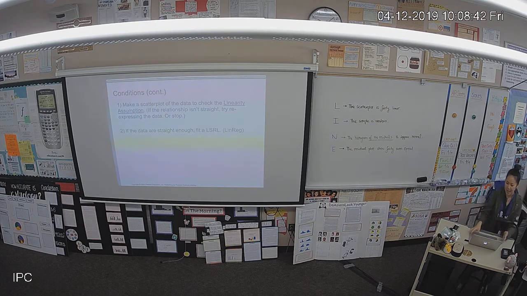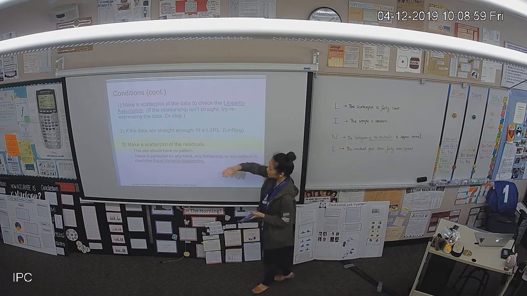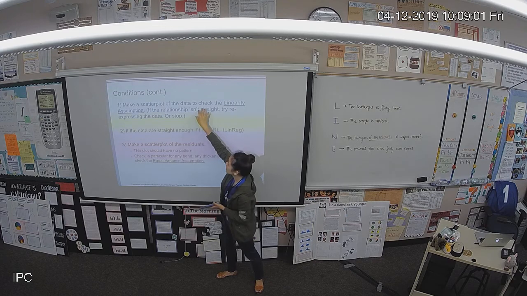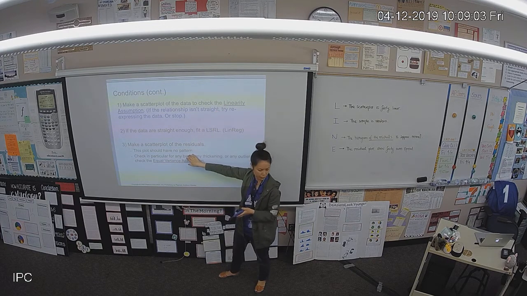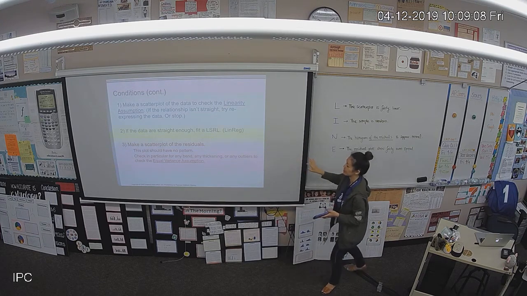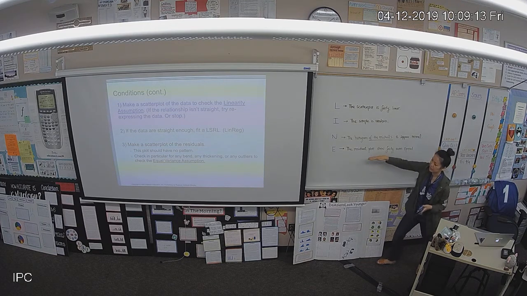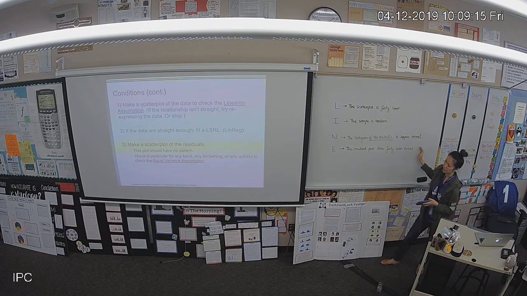Step 2 is actually do the lin-reg on your calculator. Don't forget to do this because otherwise you don't get the residual plot. Step 3, make a scatter plot of the residuals. So make your residual plot. First, check that there's no pattern to verify the linearity assumption. Make sure that it's random scatter. Then you can also look at it to check the equal variance assumption. That's why I had it in that order, because you want to make sure there's even spread in that residual plot.